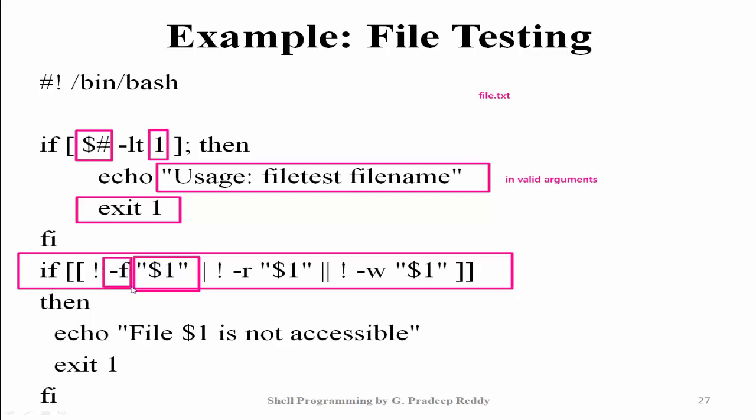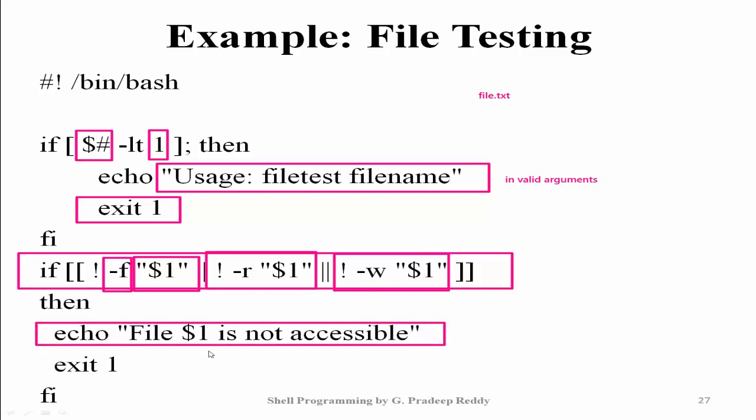So first, it is going to check if a particular file is not in a particular argument, whether it has read permission, or does not have read permission, or does not have write permission. So it checks whether it is a file or not, and whether it lacks write or read permission. Then it is going to print a message, file argument 1 is not accessible. The argument 1 which you have specified is file.txt.